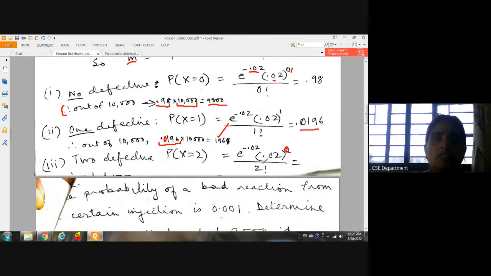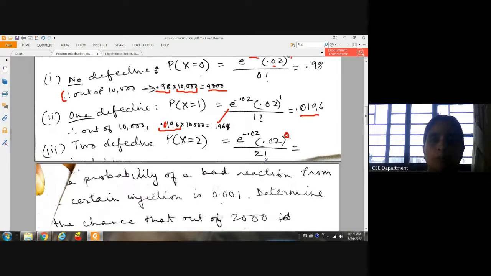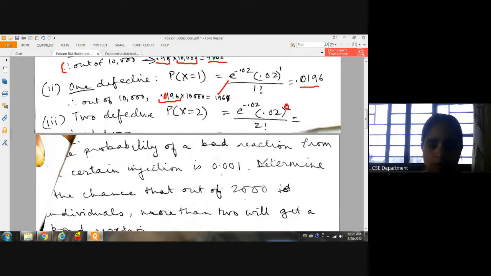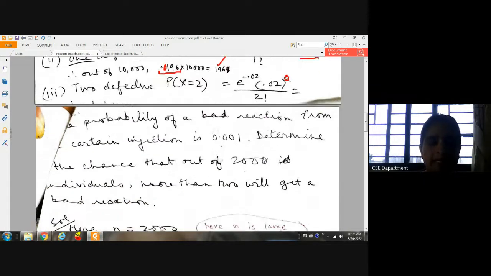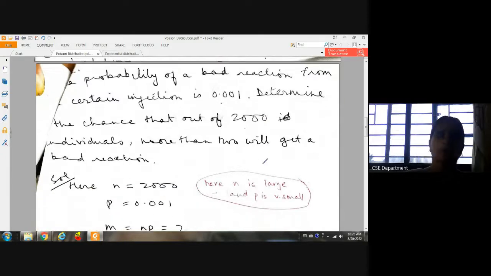So this is the way we do Poisson distribution problems. Let us do some more problems so that it is properly clear. One problem: the probability of a bad reaction from a certain injection is 0.001. Determine the chance that out of 2,000 individuals, more than 2 will get a bad reaction.